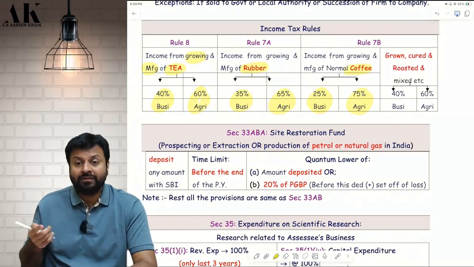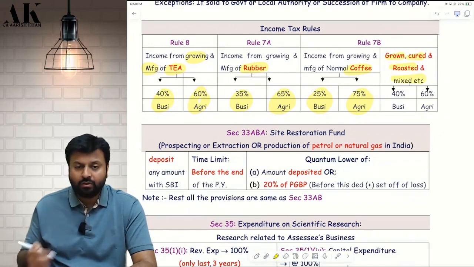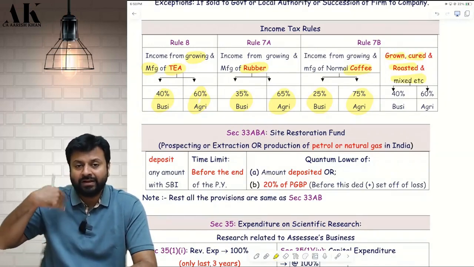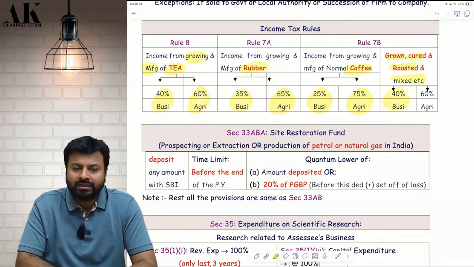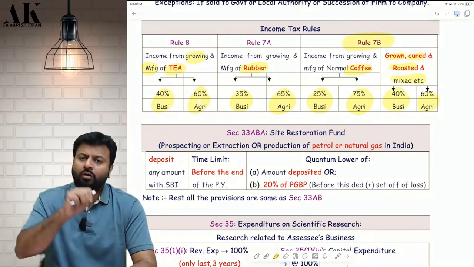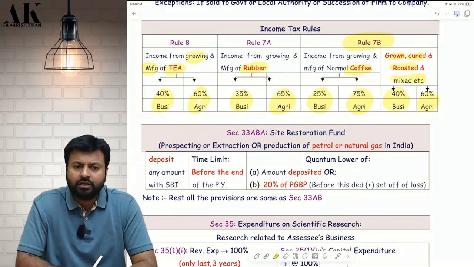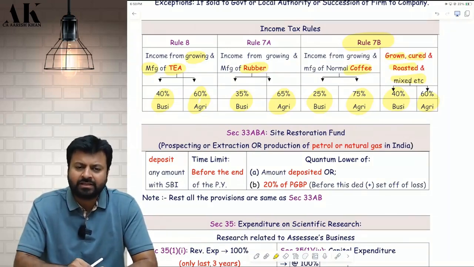And if your coffee is grown, cured, roasted, mixed with chicory, etc., there is a lot of business activity done on that. Therefore, in that case, 40% will be taxable and 60% will be exempt. For coffee, there are two possibilities. One is normal coffee, one is processed coffee. In normal coffee, only 25% is business. In processed coffee, more business activity has happened. Therefore, 40% is taxable. Is everyone clear with this?